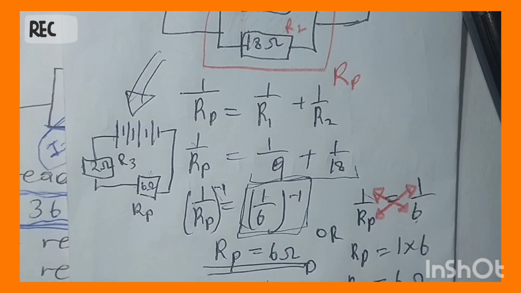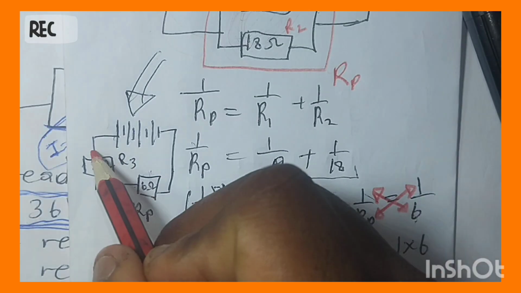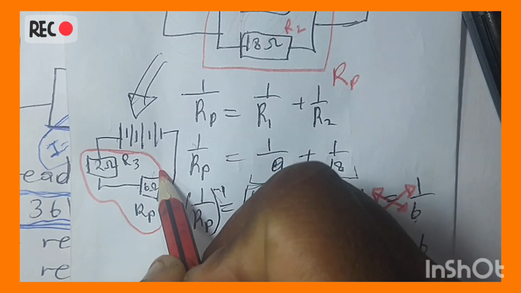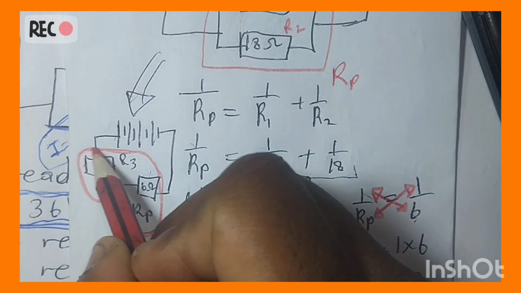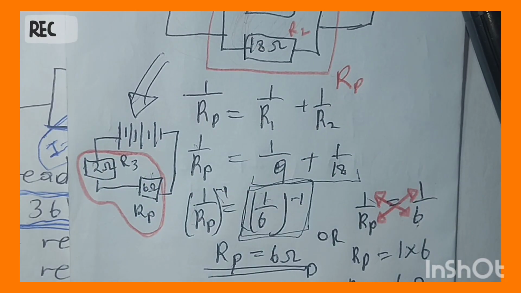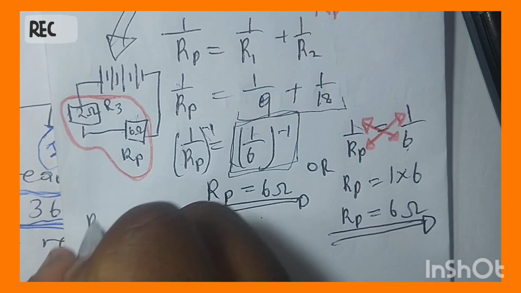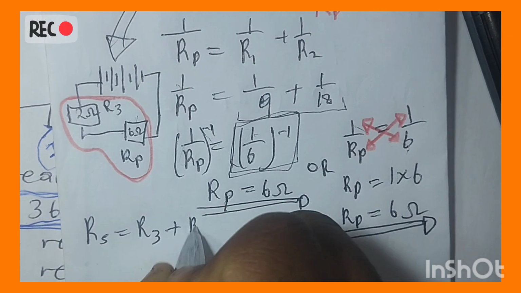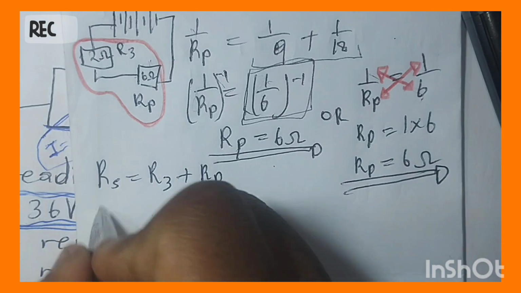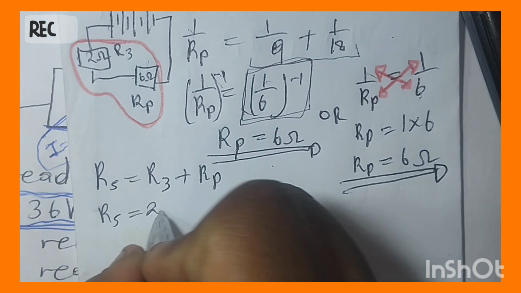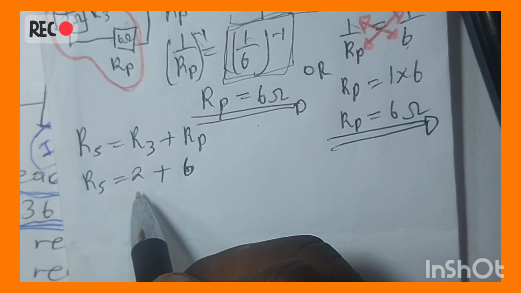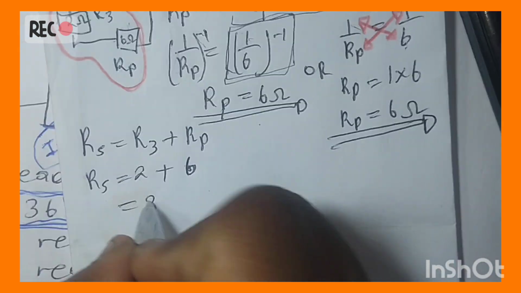Now, if you can notice, these two resistors are in series. For you to calculate resistors which are in series, this is how you will get them. You'll just say series circuit, R total equals R3 plus Rp. Meaning this will give you this and that. Then you use your calculator: 2 plus 6 is just 8 ohm.